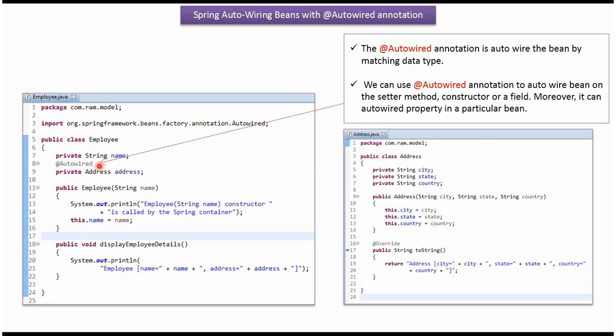And the @Autowired annotation, we can apply on a field, a constructor, or a setter method. And the Employee class has an Employee constructor which accepts name, and it has a display employee details method.